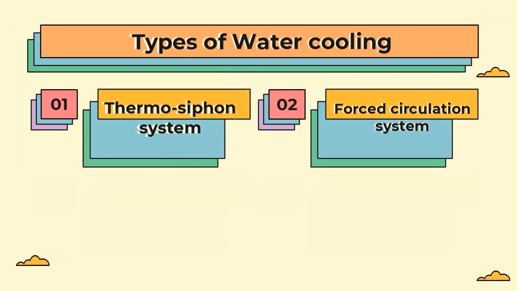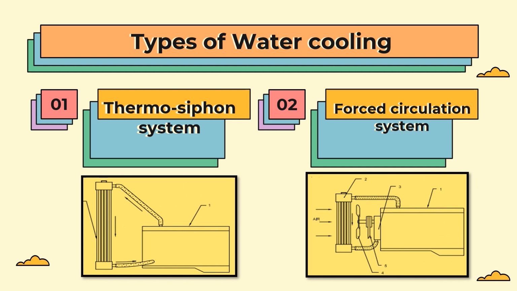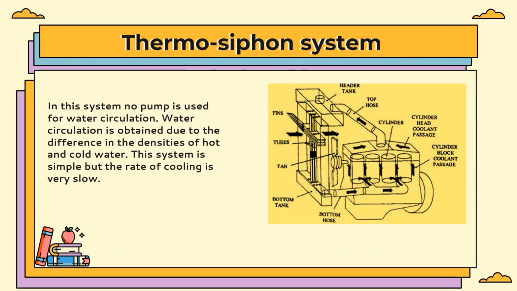Types of water cooling: thermosiphon system and forced circulation system. Thermosiphon system: in this system, no pump is used for water circulation. Water circulation is obtained due to the difference in the densities of hot and cold water. This system is simple, but the rate of cooling is very slow.